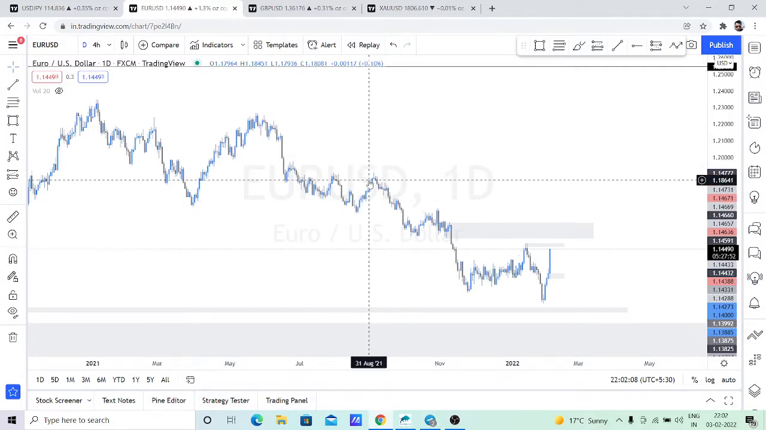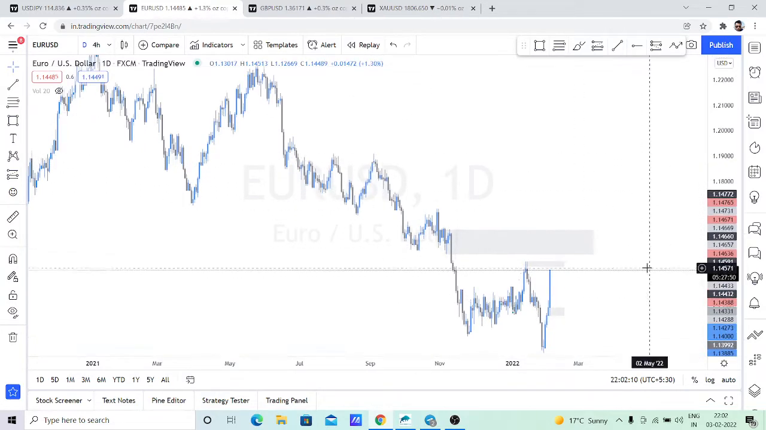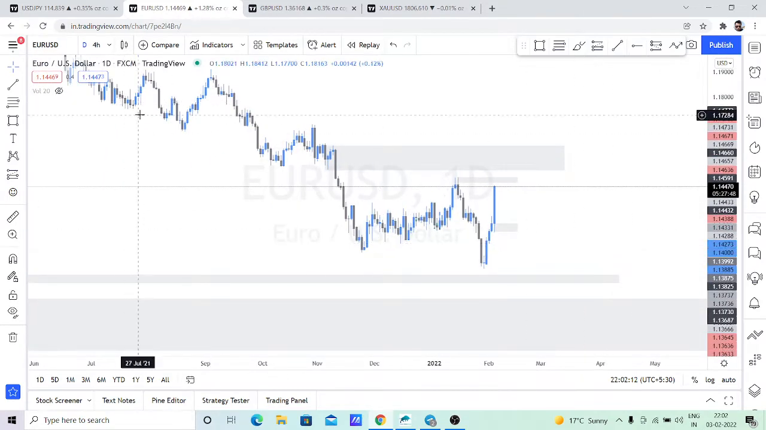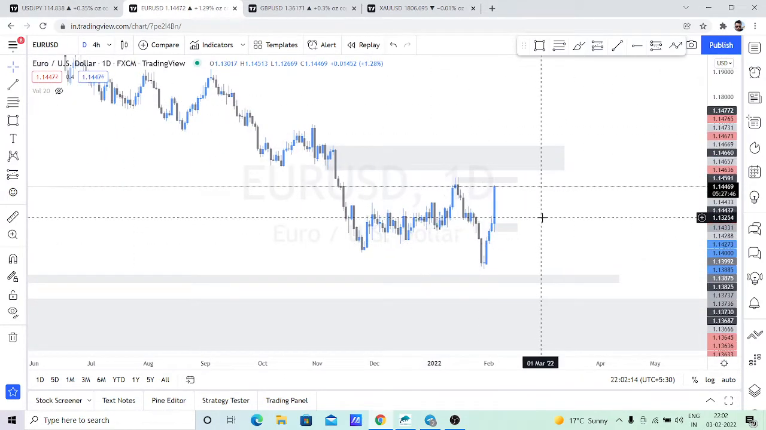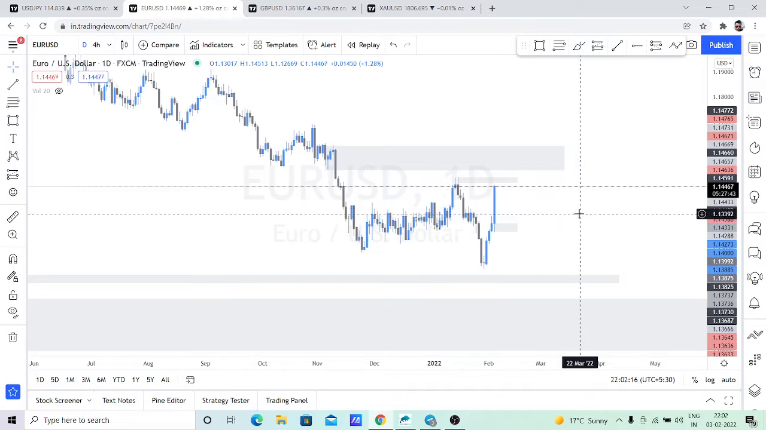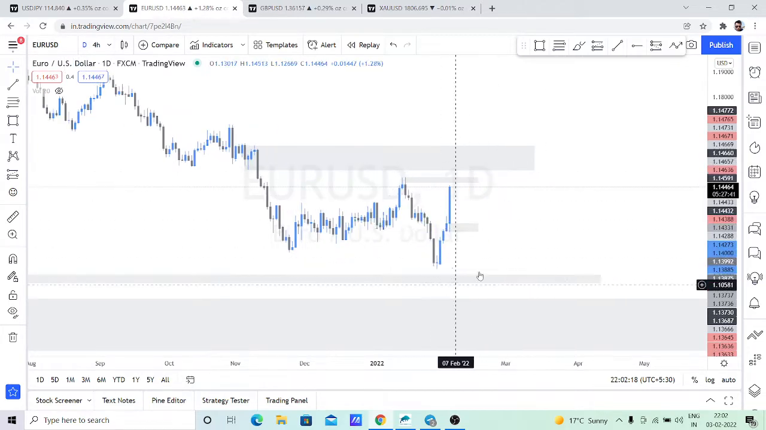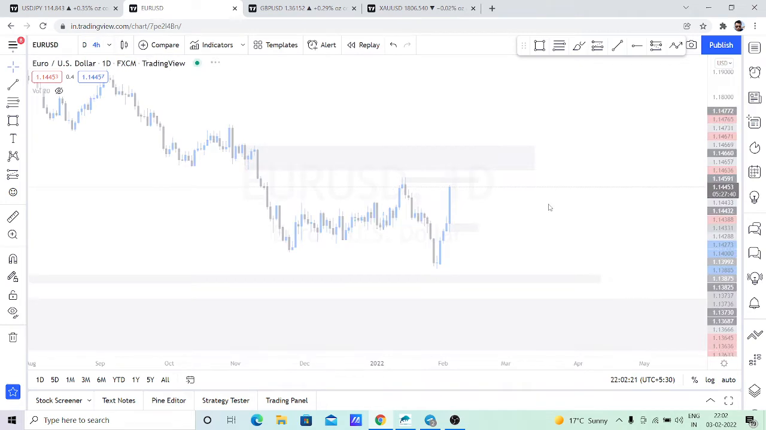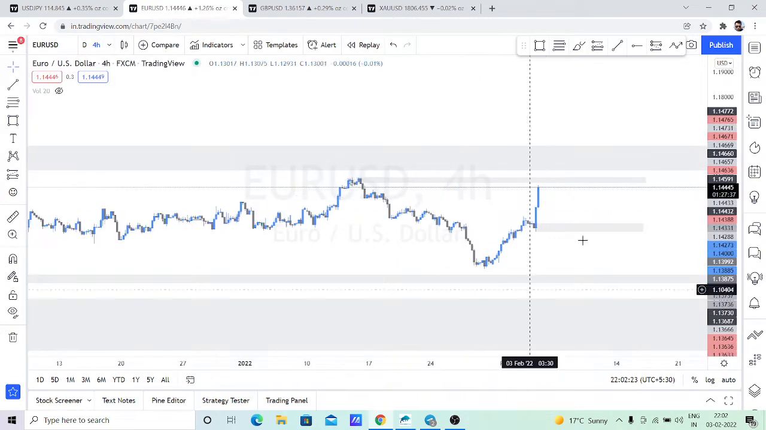This is a live market right now, EURUSD. Tomorrow is NFP, so the market is crazy now. This is the 4-hour chart right here.